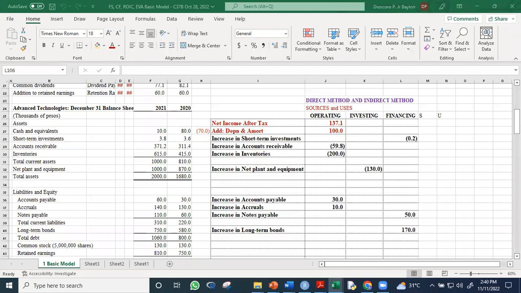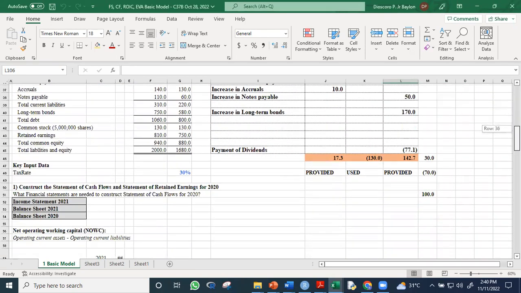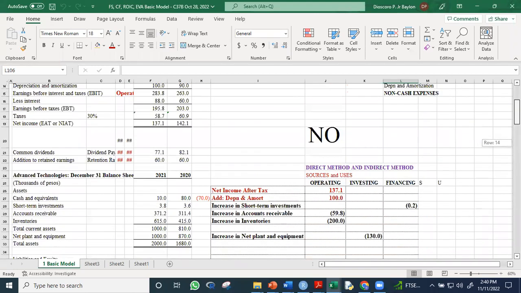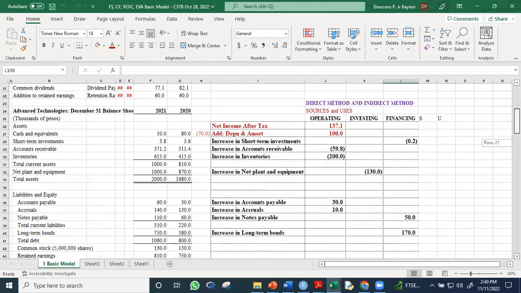Good afternoon once again. We're going to continue our discussion on the creation of the statement of cash flows. By way of review, we said that in order to construct the statement of cash flows, we need the income statement of the current year and also the balance sheets of the current year and the previous year. Without these statements, we cannot construct the statement of cash flows. And we said there are two methods in constructing it, the direct and the indirect method.